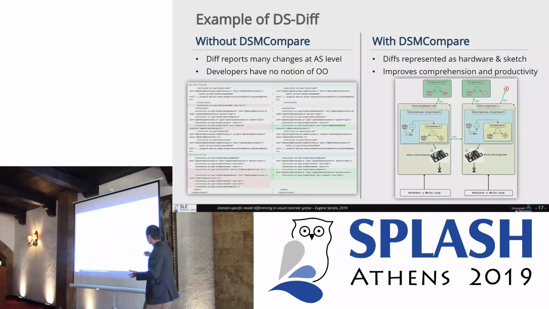So of course, having this versus having the version with DSM compare, where we represent the hardware and the sketch with the difference elements, was probably more useful for the users. And you see here, this is a refactor while loop that happened twice. So that's for research question 1.